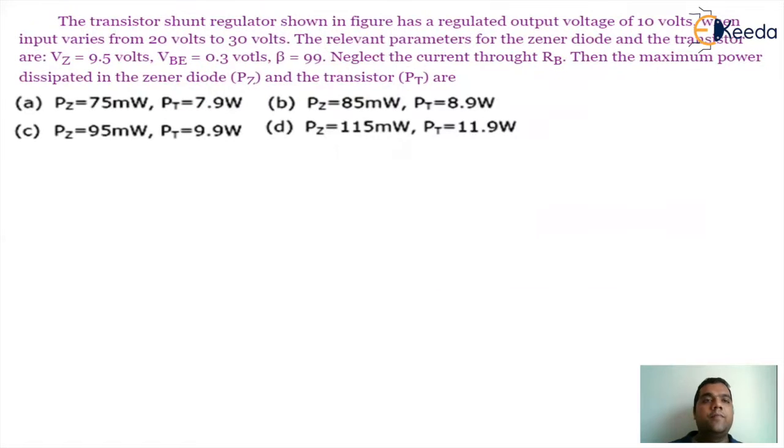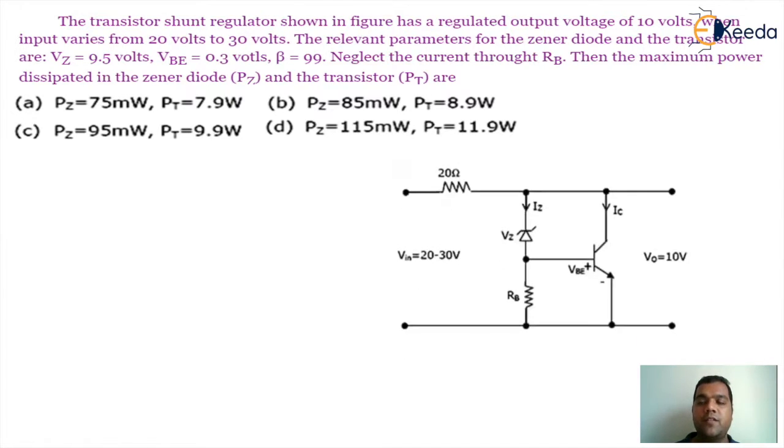So let's take a question. The transistor shunt regulator shown in the figure has a regulated output voltage of 10 volt. So let's go for the figure first. There is a figure here and it says that the regulated output voltage is 10 volt, when input varies from 20 volt to 30 volt. So the input is going to change from 20 volt to 30 volt.